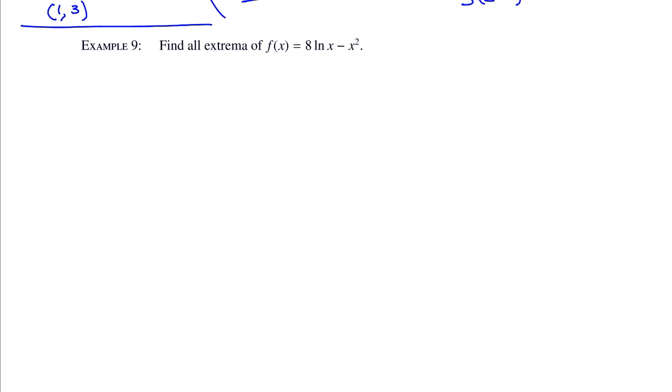9, we want to find the extrema of f of x is equal to 8 natural log x minus x squared. So first, let's find the derivative. So what is the derivative of 8 natural log of x? 8 over x, minus, what's the derivative of x squared? That's 2x. Okay.